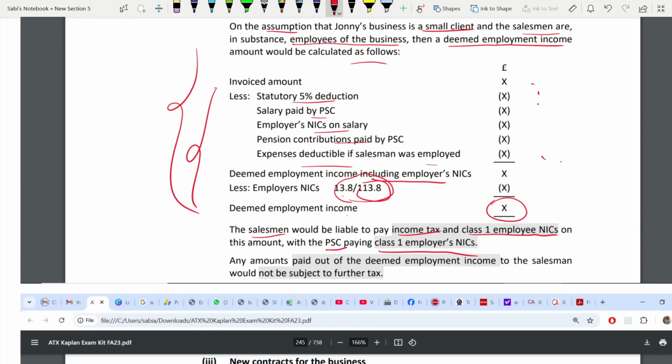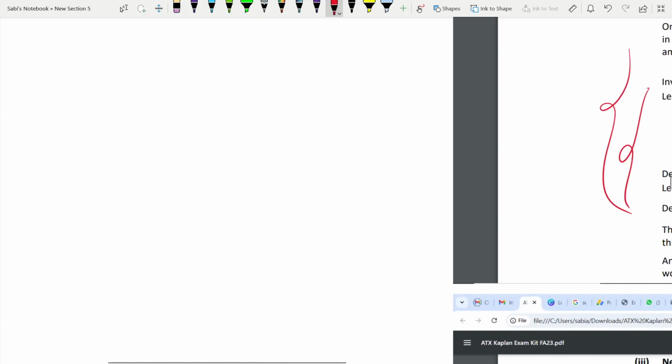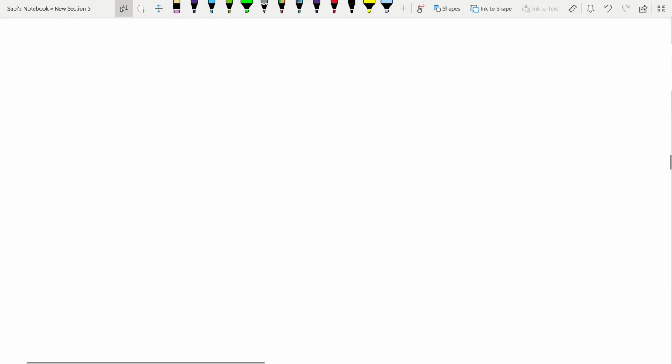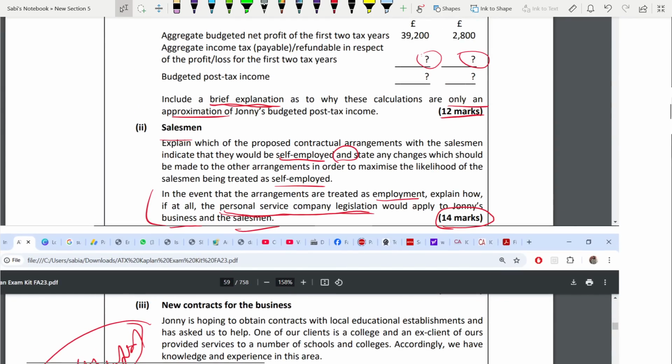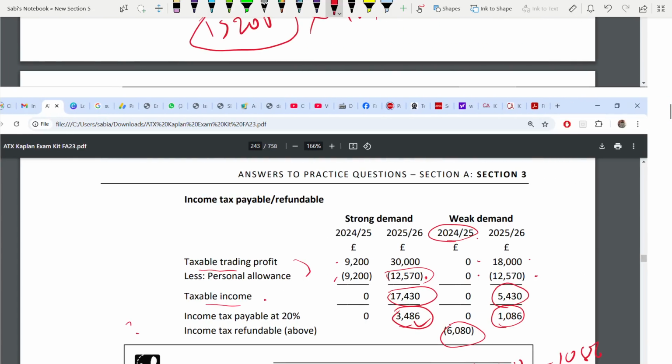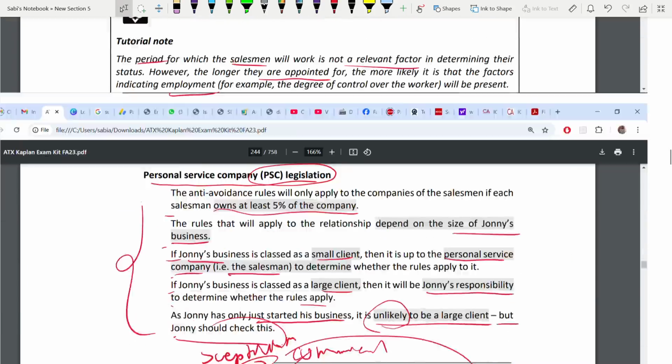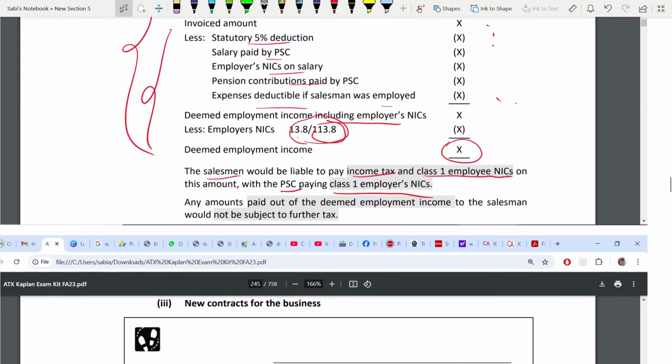But employees NIC will be paid by the salesman with income tax. Employers NIC will be paid by the company, the PSC. That's what the question also told you, right? The requirement also told you like that. Read the requirements. What did the requirement tell you? That would apply to the business and the salesman. Personal service company and the salesman. How it will apply. So this is how it will apply. Okay. This is very easy if you follow through.